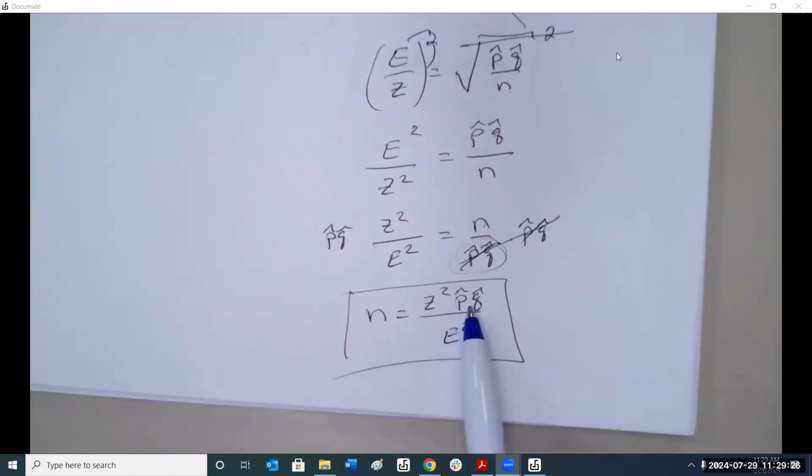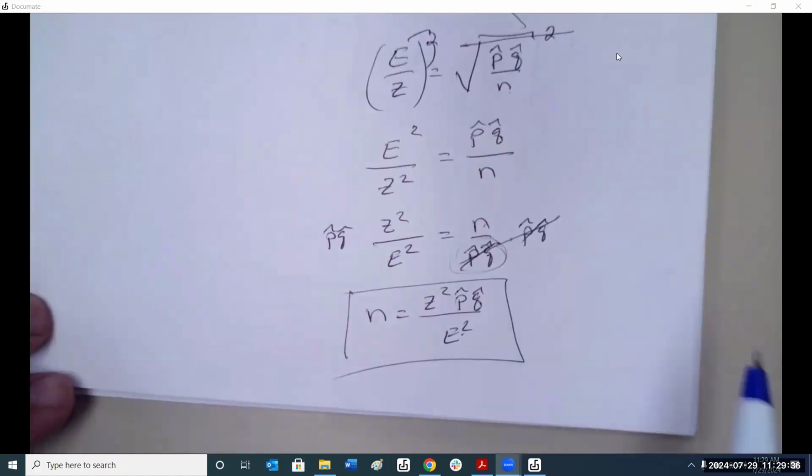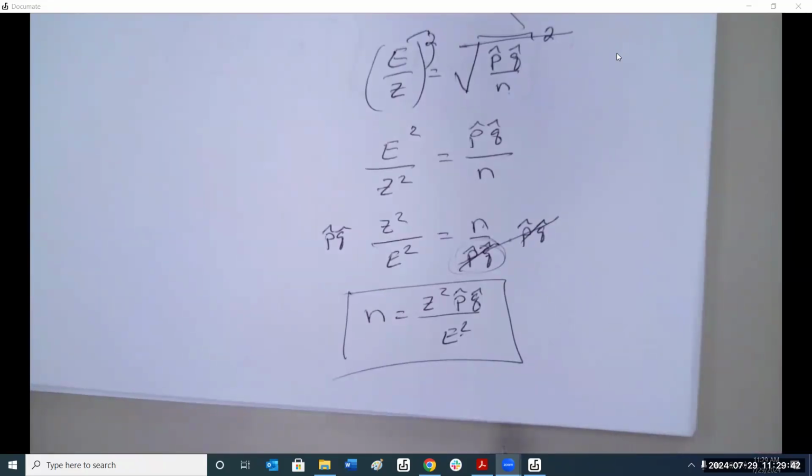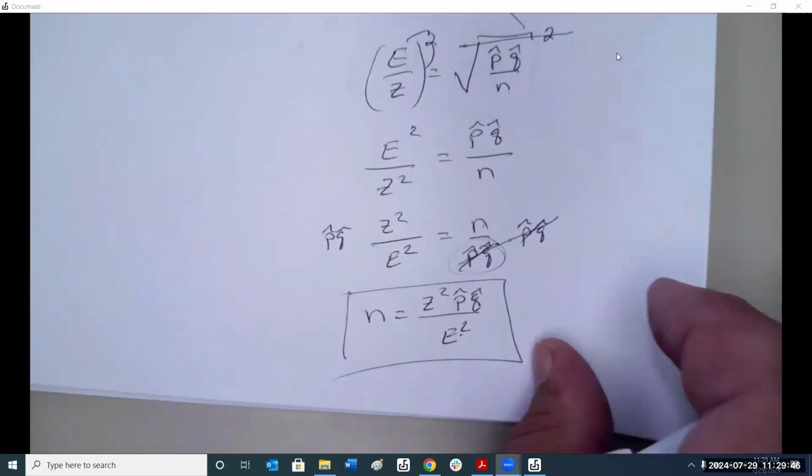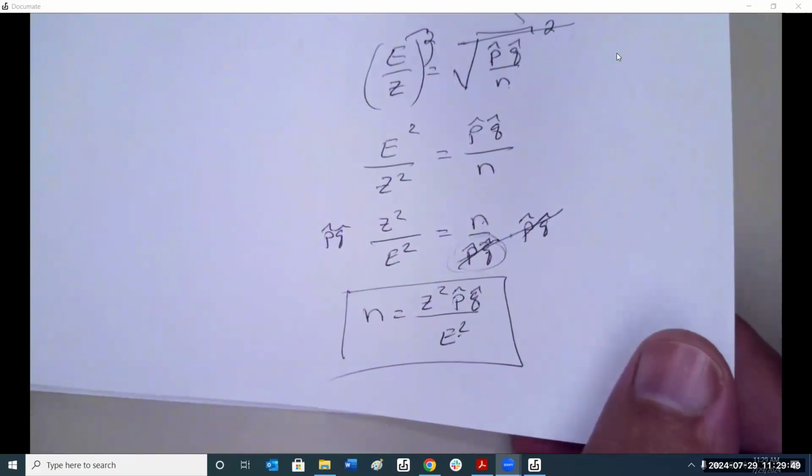So if p hat is known, great. If we can calculate, great. If not, then we can't go any further. But we have to know the confidence intervals. We have to know the upper and lower bounds. That's how you determine sample size. It's very algebraic, yes.